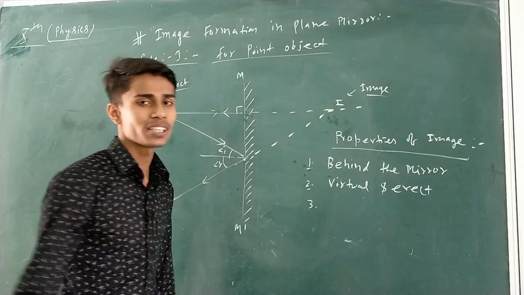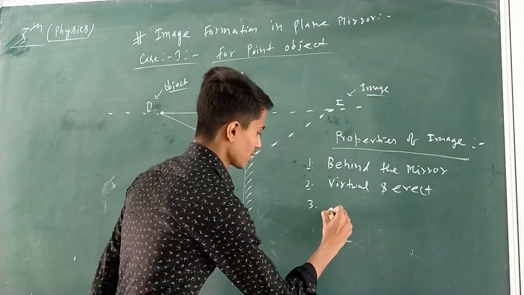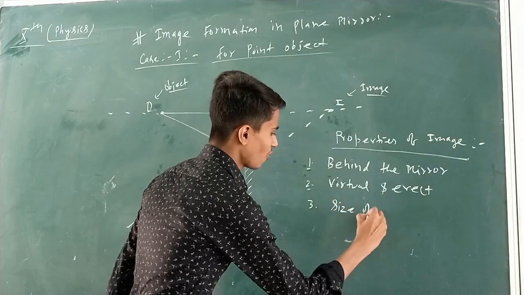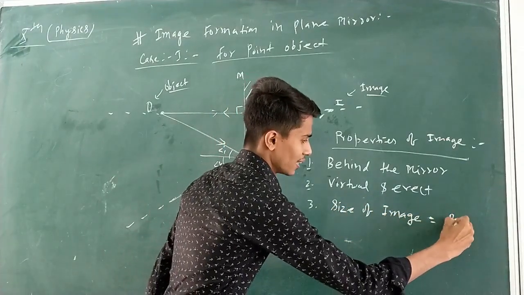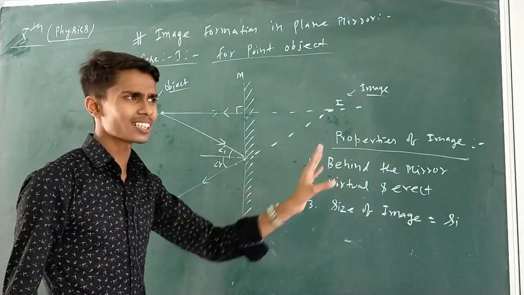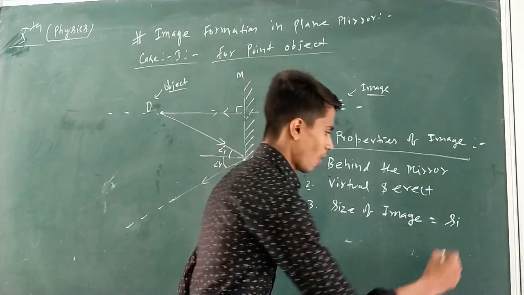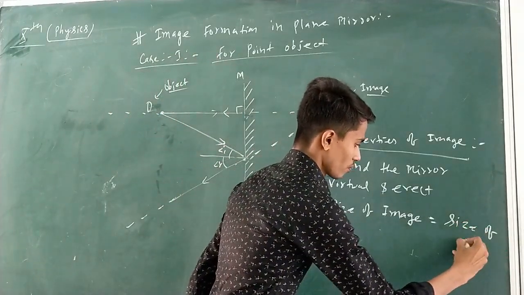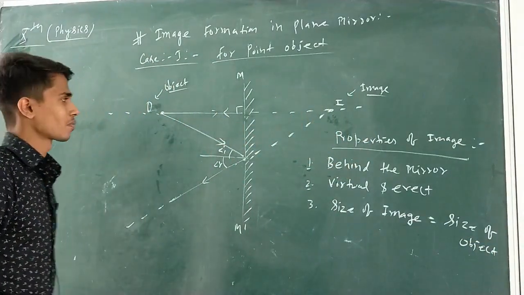The size of image is always the same as the size of object, and thus the magnification produced by the plane mirror is plus 1. What is the meaning of plus 1? The magnification of plus 1 in plane mirror indicates that the plus sign indicates that the image is virtual and direct. We will discuss it in the sign convention. And 1 indicates that the height of image is same as the height of object. Okay. Come to fourth property.